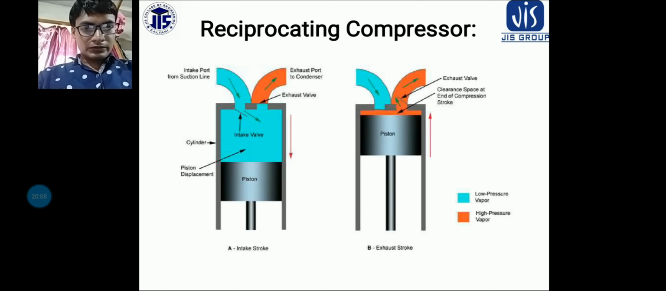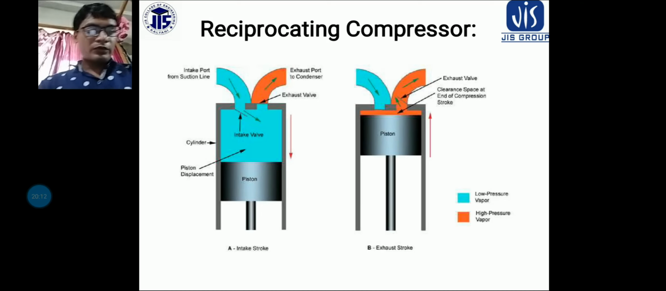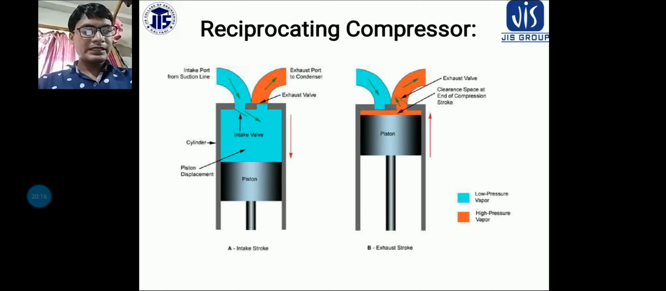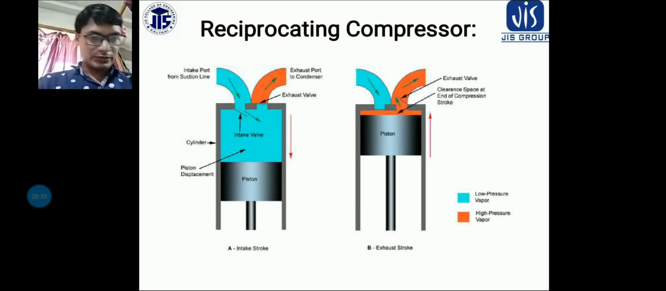So here we will be talking about the pressure ratio, the ratio of absolute discharge pressure, that is your PD, to the absolute suction pressure, that is your PS, is called compression ratio or pressure ratio. That means the value is more than unity, and always PD is greater than PS.